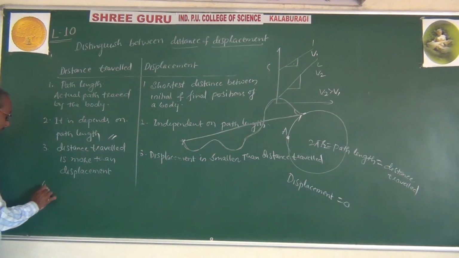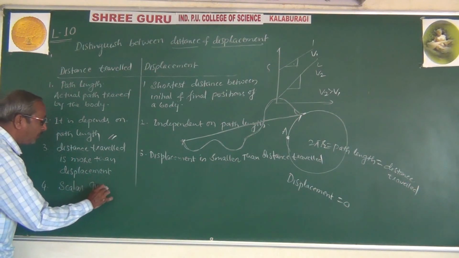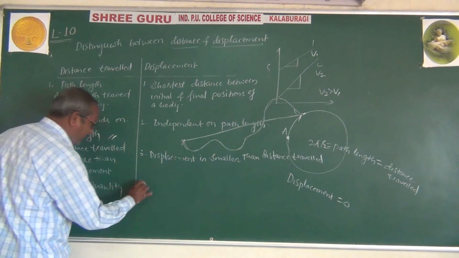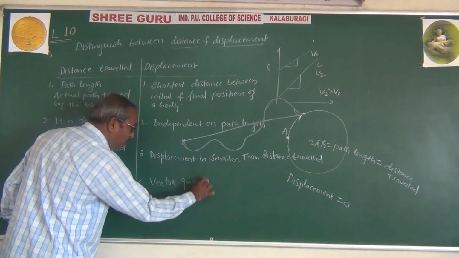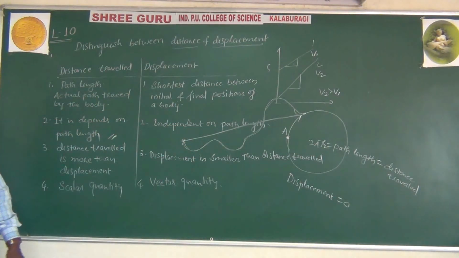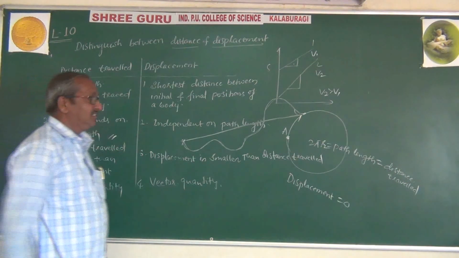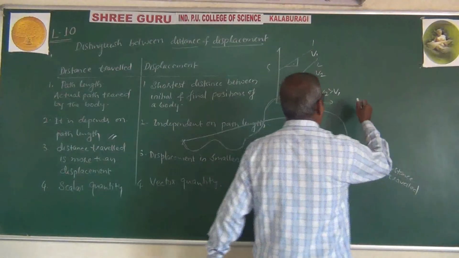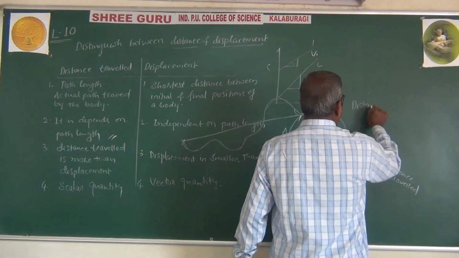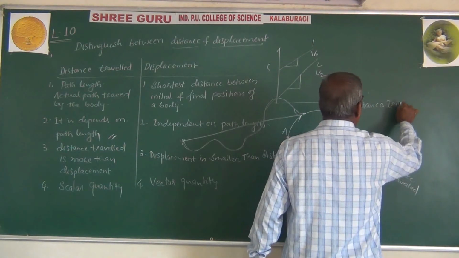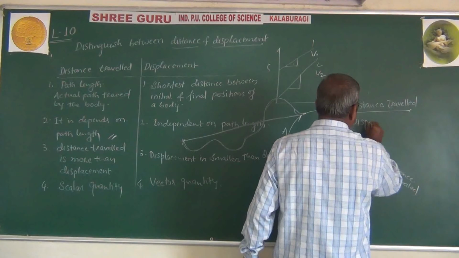And the important one is, it is a scalar quantity, whereas this is a vector quantity. One is the scalar quantity and another is the vector. By knowing these differences, you can get one of the question answers, and that is your distance traveled divided by displacement.